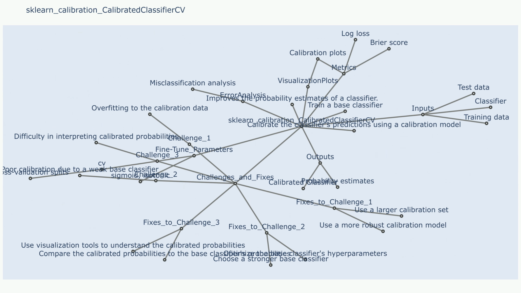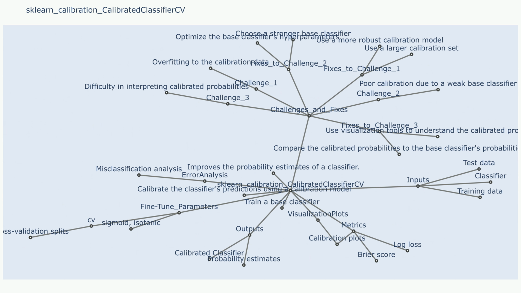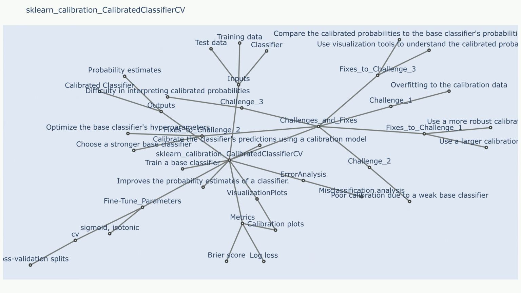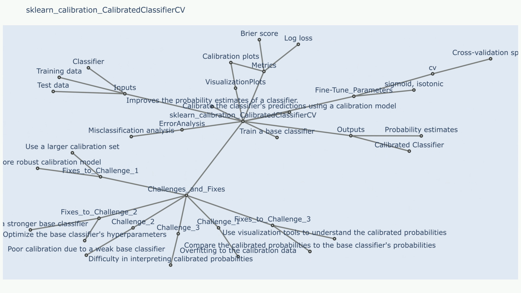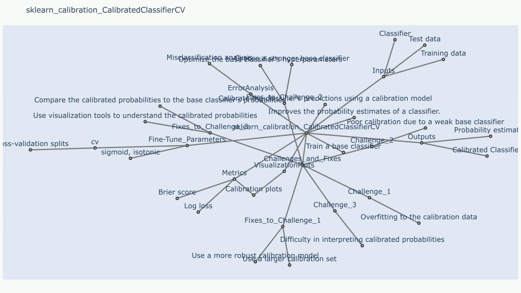Metrics: Brier score measures the average squared difference between the predicted probabilities and the true labels. A lower Brier score indicates better calibration. Calibration plots visualize the relationship between predicted probabilities and observed frequencies of the positive class, helping to assess the calibration of the model. Visualization plots: calibration plots display the relationship between predicted probabilities and observed frequencies for each class, revealing the calibration performance. Receiver operating characteristic, ROC, curves show the trade-off between true positive rate and false positive rate for different probability thresholds.